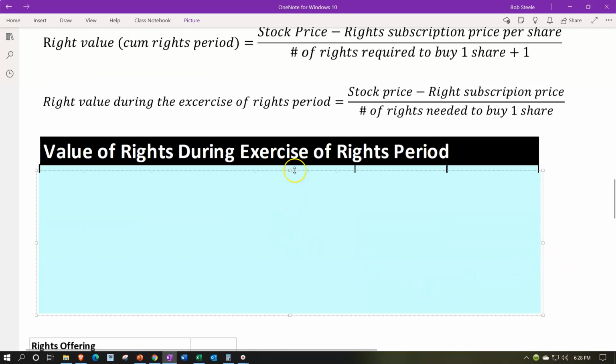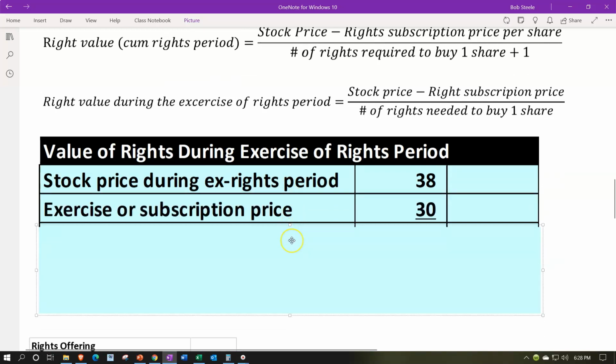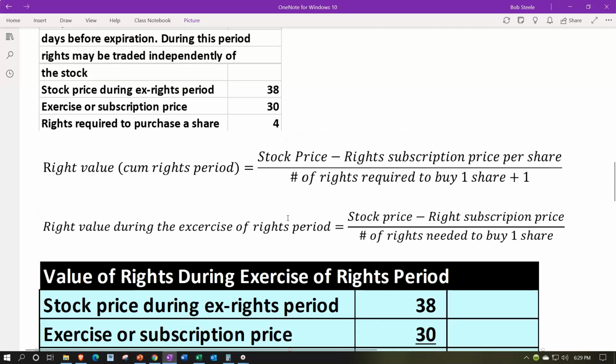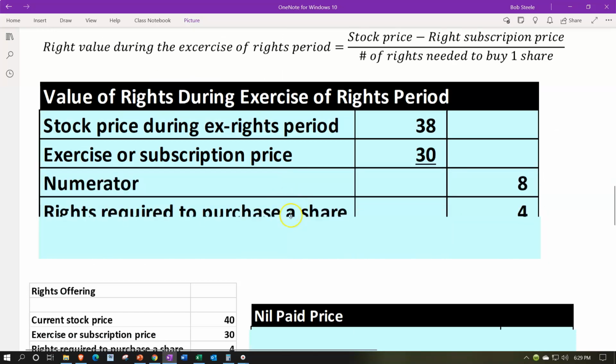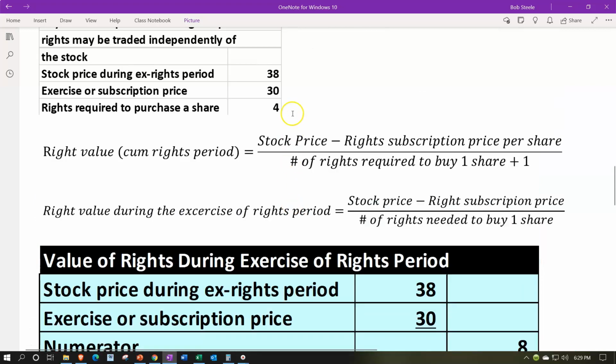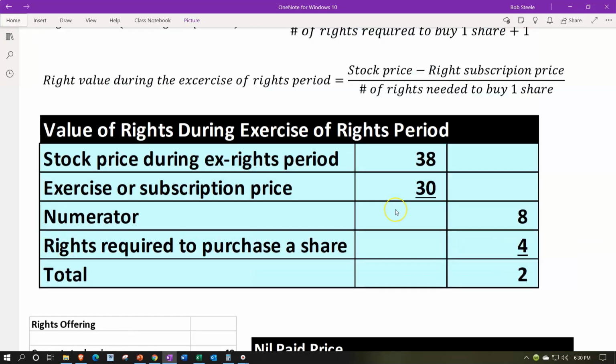So now we're going to calculate that. The stock price during the ex-rights period is now 38 instead of 40. We then subtract out the exercise or subscription price, the discounted price at which it could be purchased, which is 30. That gives us 8 for the numerator. The denominator is simply 4, the number of rights that are needed. We're not adding 1 to it. 8 divided by 4 is 2. So there's our 2.